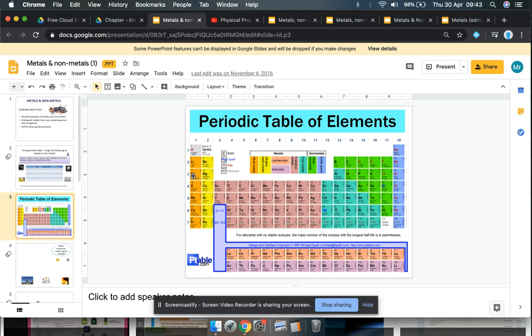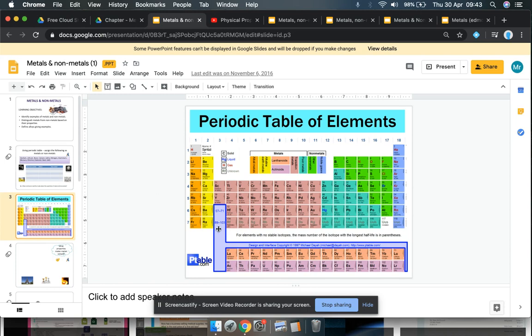Sodium is in group 1, it is a metal. Next one we had lithium. Yes, lithium is in group 1, it's a metal as well. Neon is over here somewhere. Yes, it's in group 8. It is a non-metal, in the noble gases.